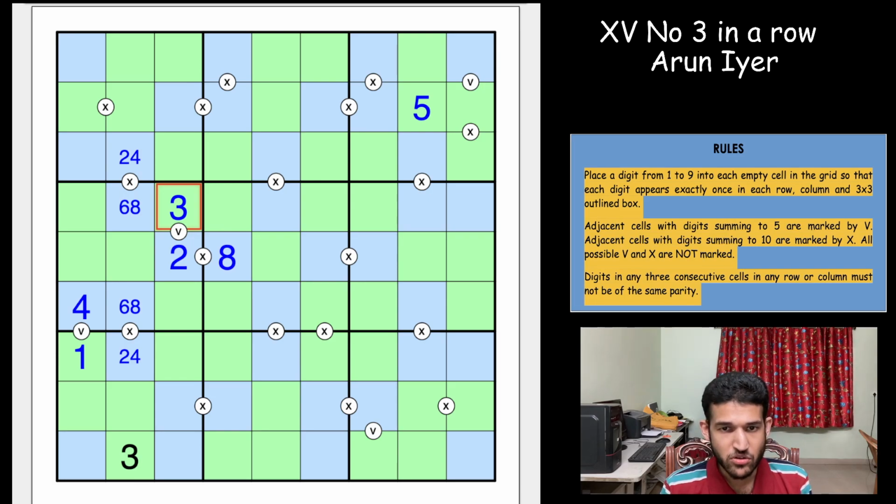Now the 1 in box 4 goes here because it can't be here. And now we know what this is. This must be 4, 6. Okay, so this is 4, 6 or 8. It cannot be a 2. So which means this would be a 6, 4 or 2.